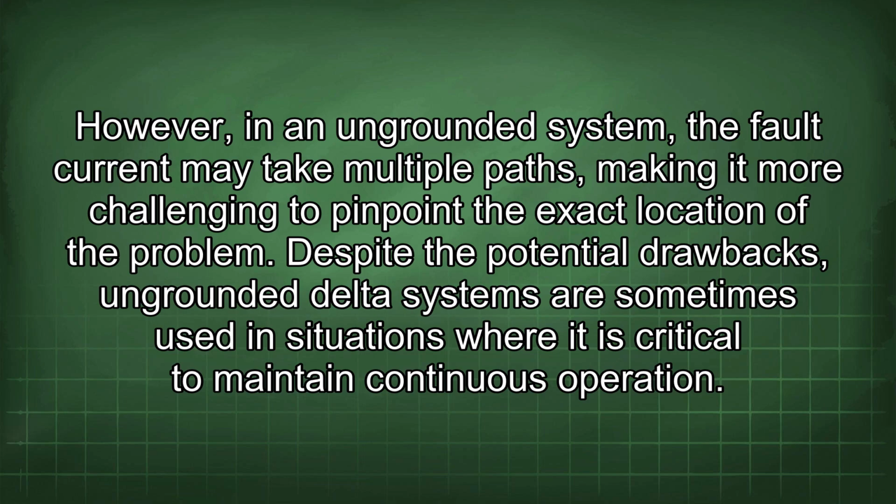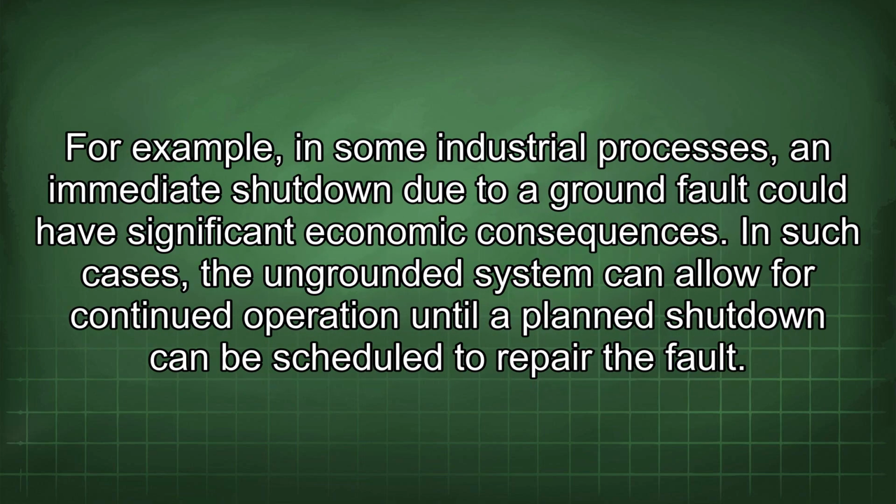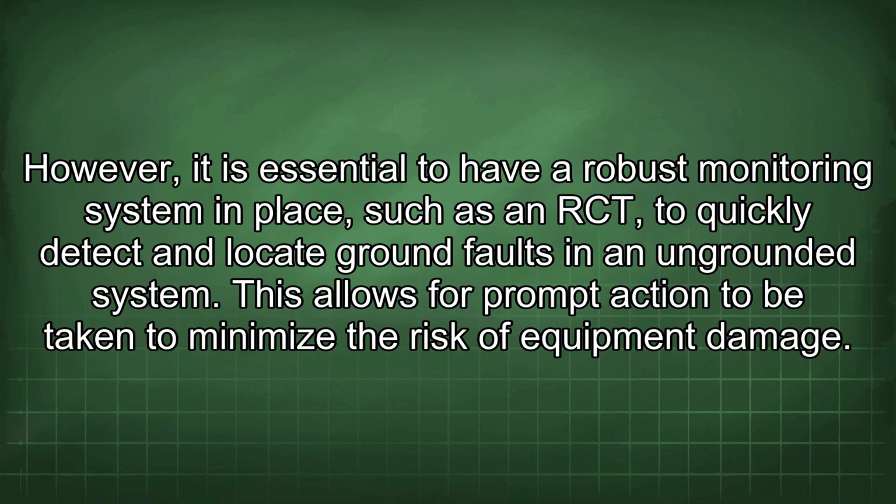Despite the potential drawbacks, ungrounded delta systems are sometimes used in situations where it is critical to maintain continuous operation. For example, in some industrial processes, an immediate shutdown due to a ground fault could have significant economic consequences. In such cases, the ungrounded system can allow for continued operation until a planned shutdown can be scheduled to repair the fault. However, it is essential to have a robust monitoring system in place, such as an RCT, to quickly detect and locate ground faults in an ungrounded system. This allows for prompt action to be taken to minimize the risk of equipment damage.